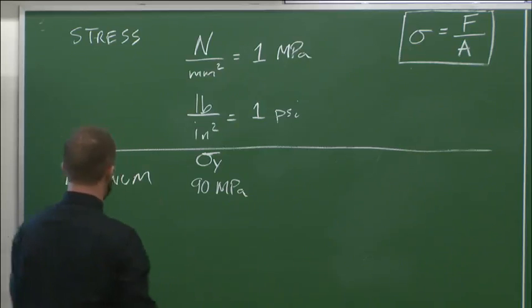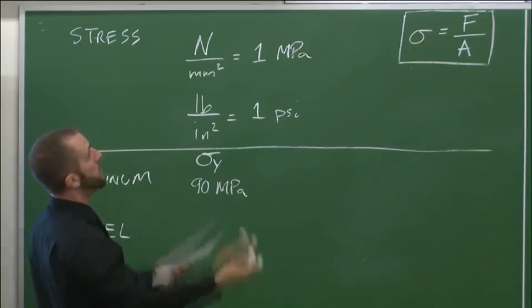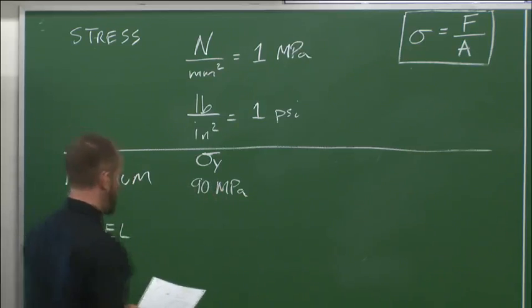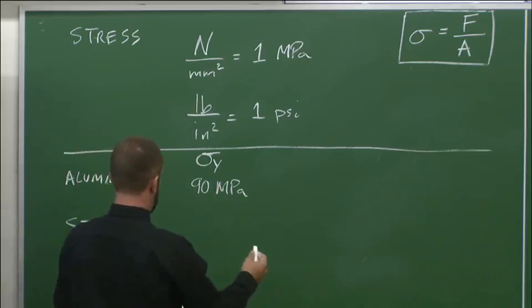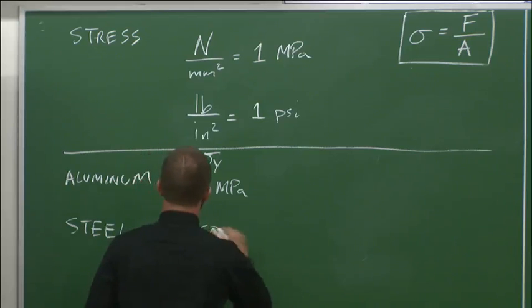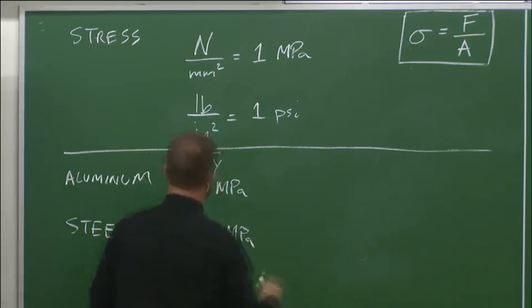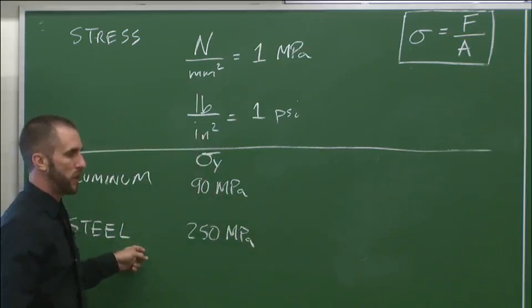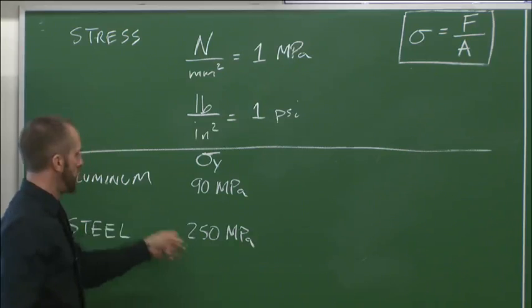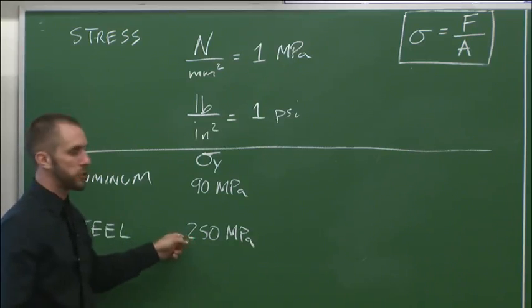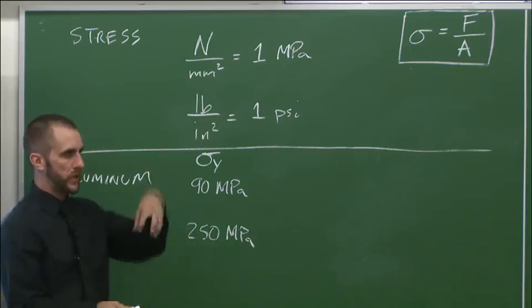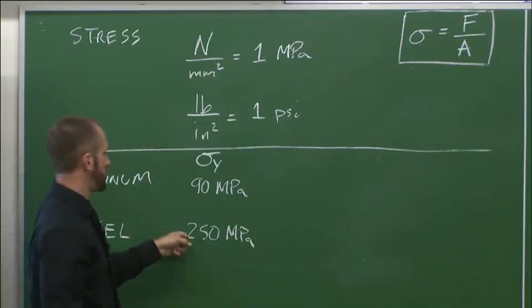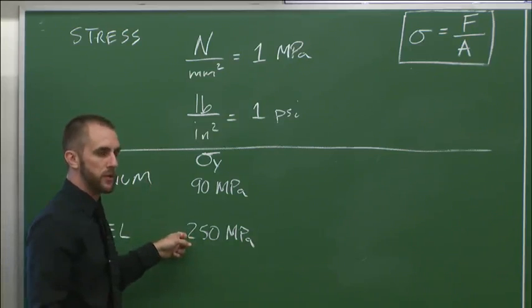So 90 megapascals for aluminum. Depending upon, there's a myriad of different flavors of steel, but you can look at here, let's call it 250 megapascals. If you didn't know anything about metals or metallurgy, most people generally know that steel is stronger than aluminum. Well, here you can see why. It has a larger capacity to carry load per unit area. It's almost 3 times as much.